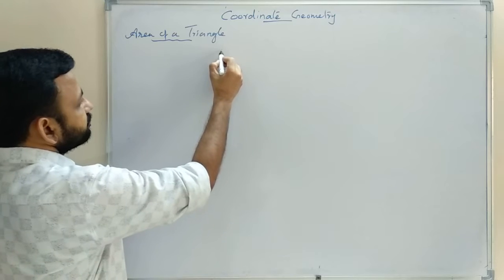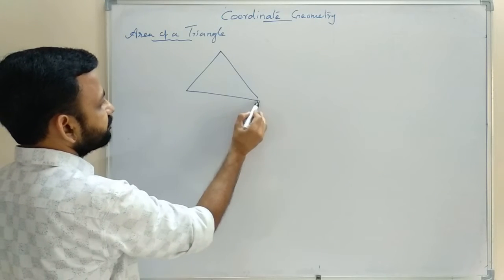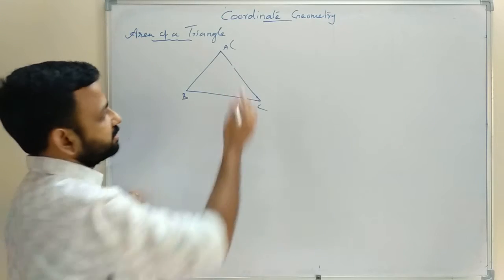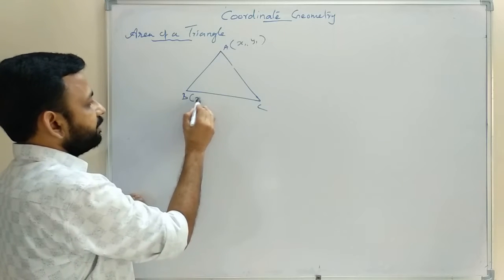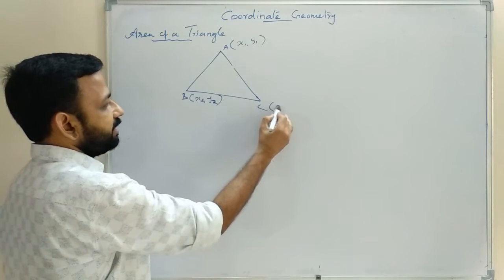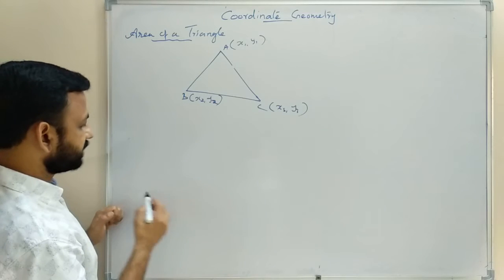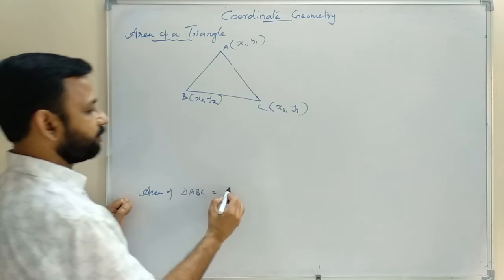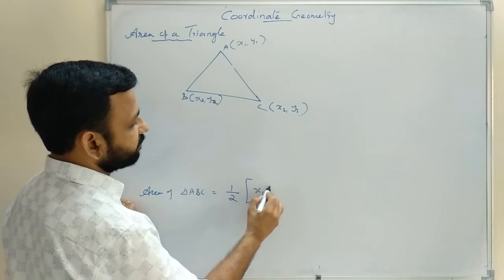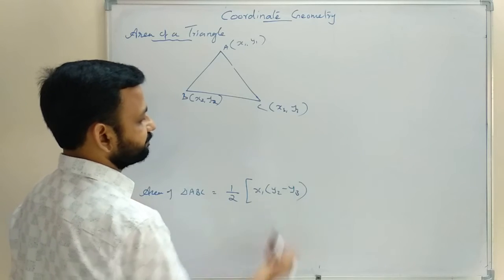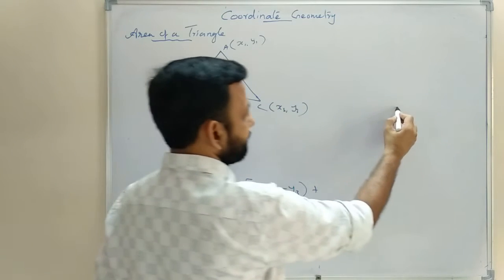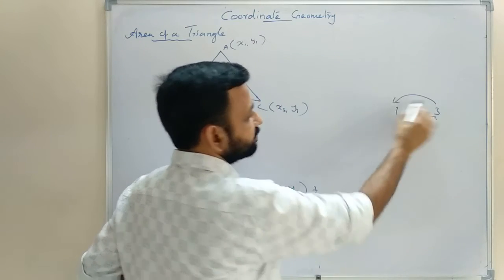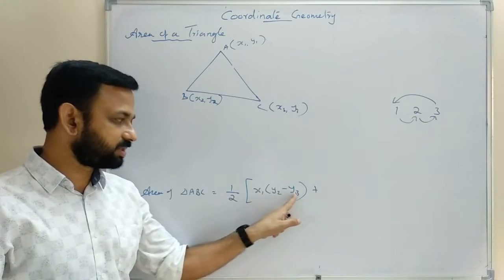So here triangle ABC. ABC is a triangle, and suppose the vertices of the triangle are x1 y1, x2 y2 and x3 y3. Then its area of triangle ABC is equal to 1 by 2 into x1 into y2 minus y3 plus, so here 1 2 3 is in cyclic form: 1 becomes 2, 2 becomes 3, 3 becomes 1. So here 1 2 3.